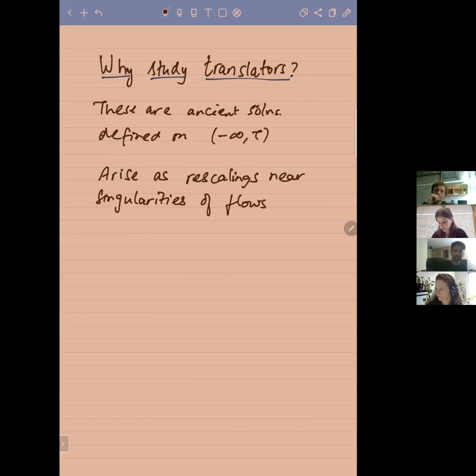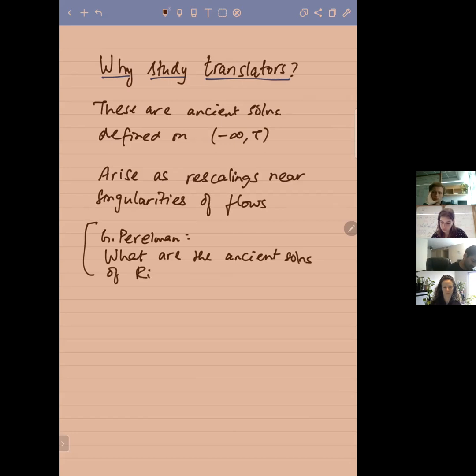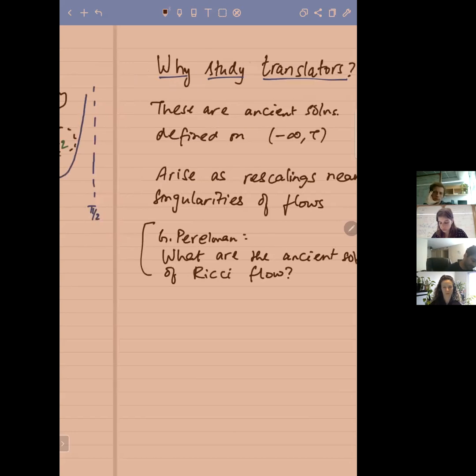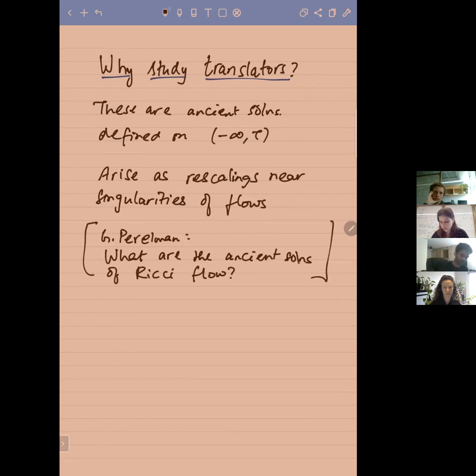So these ancient solutions are really important. In fact, as an aside, when Perelman was studying the Poincare conjecture, he was interested in the ancient solutions of Ricci flow. This is related to what James was talking about. This is actually the reason why we want to study translators, because they are important, nice symmetrical examples of these ancient solutions.